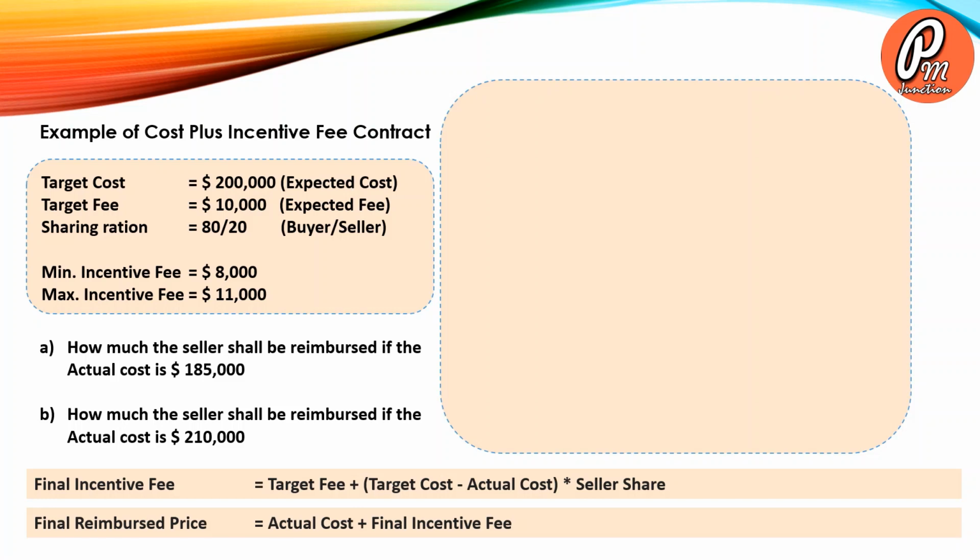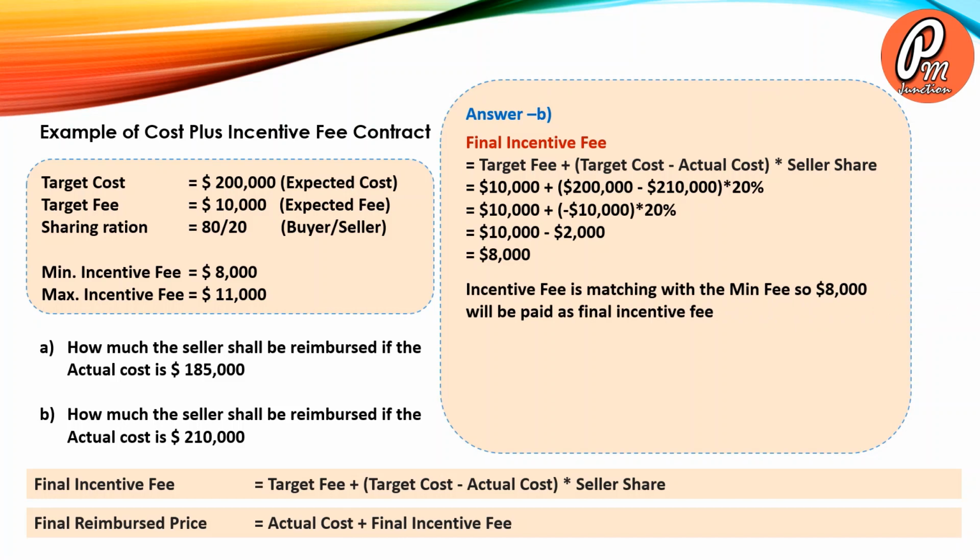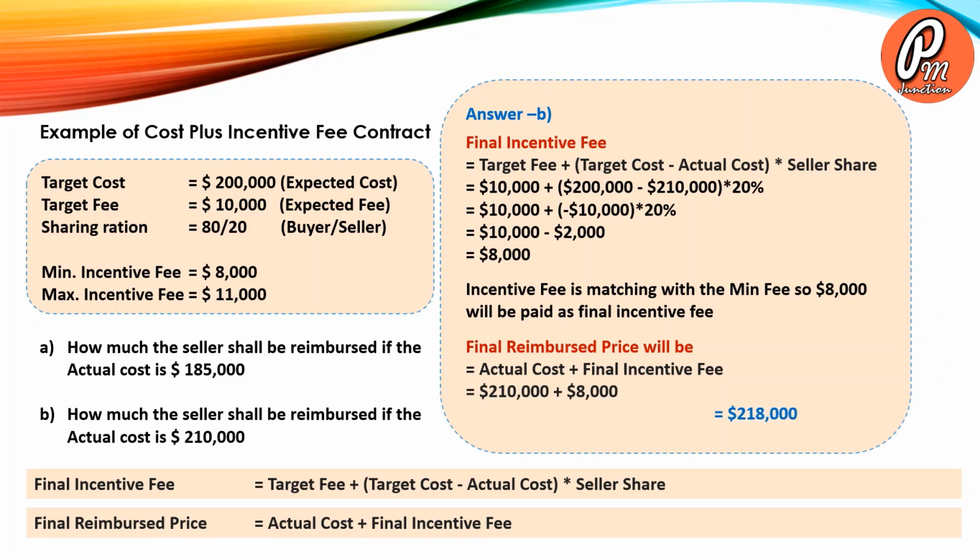So now we will be performing similar calculations for the second question. So the final incentive fee comes out $8,000. We need to check the incentive with respect to the minimum and maximum incentive allowed. So this value matches with the minimum fee of $8,000, which will be the final incentive fee. So the final reimbursed price will be actual cost plus final incentive fee. So the actual cost is $210,000 plus the final incentive fee is $8,000. So the final reimbursed price will be $218,000.